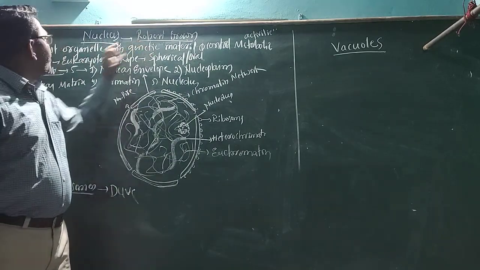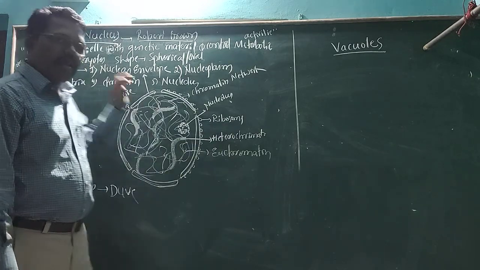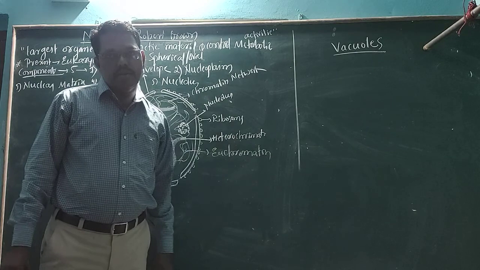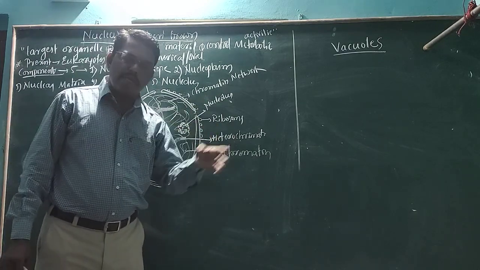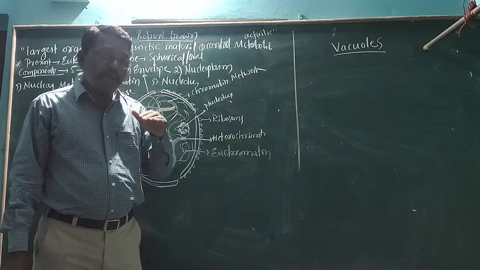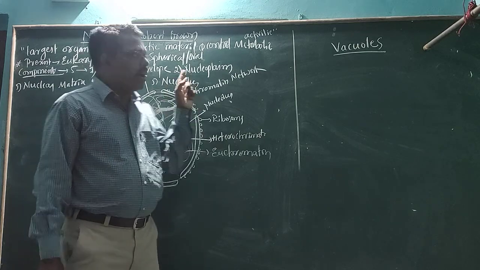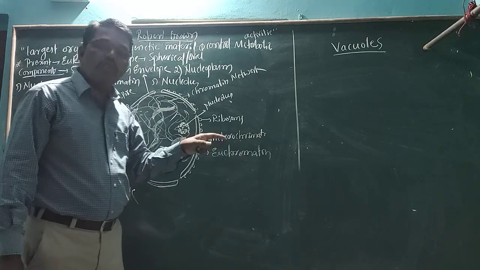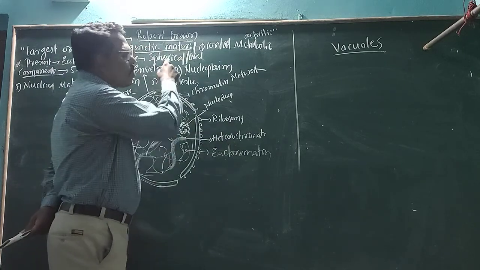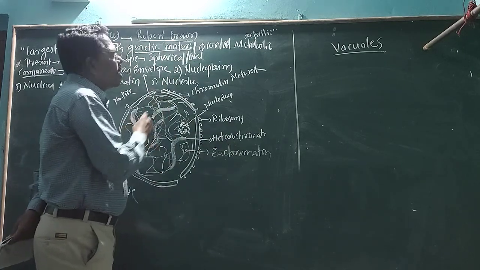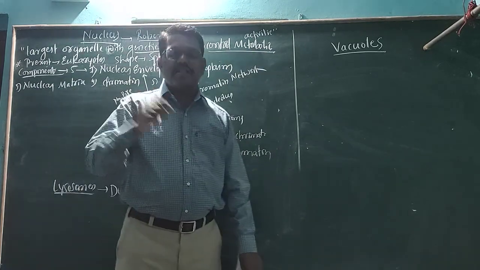Then, sir, what do you mean by nucleus? It is the largest cell organelle in the cell. You already know about mitochondria, ribosomes and other cell organelles, but among all of them, the nucleus is the largest. It consists of genetic material, that is DNA, or it may be RNA. It controls all the metabolic activity of that cell.